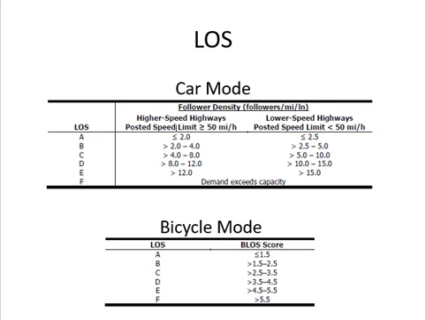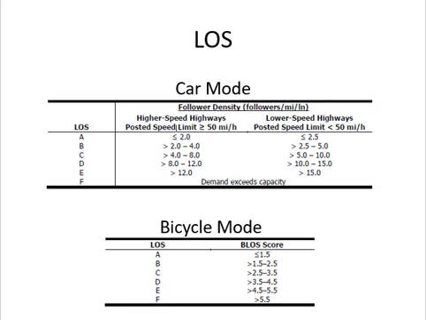Then this is the table which gives you the level of service. Again, we are using only one thing here, follower density. If you have a road which has a speed of more than 50 miles per hour, you will use this column. If you have a road which has a speed of less than 50 miles per hour, you will use this column. This is the level of service you have, and each one of them is a range.